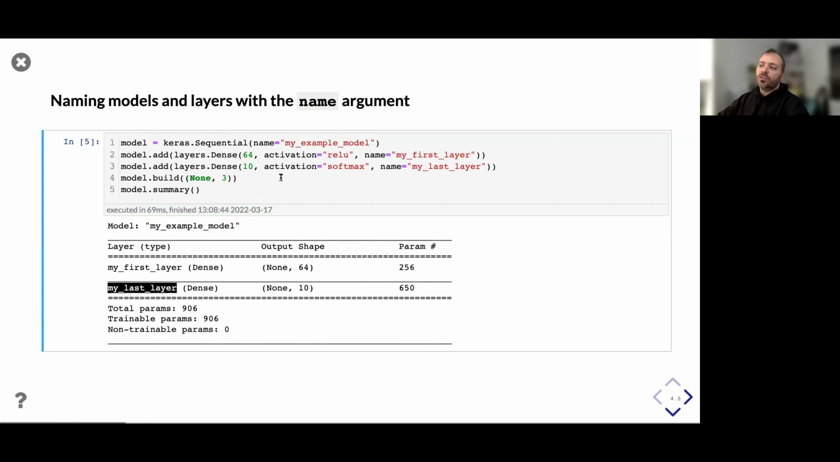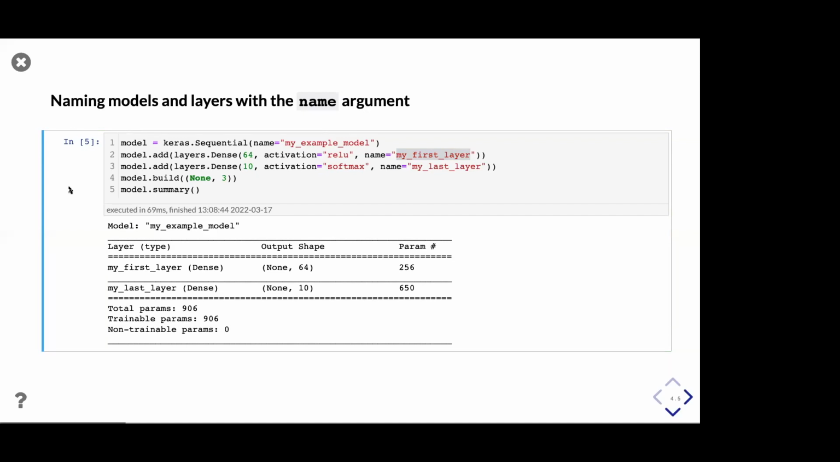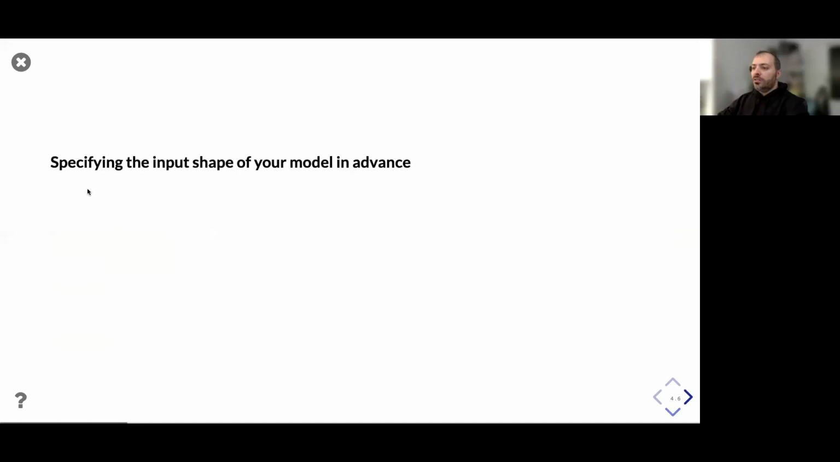Now, this is not very useful. You think it's not very useful right now because, okay, it's just different names, but it will be more apparent why this is useful when we use the functional API, where you can use specific layers for specific reasons. Now let's move on.